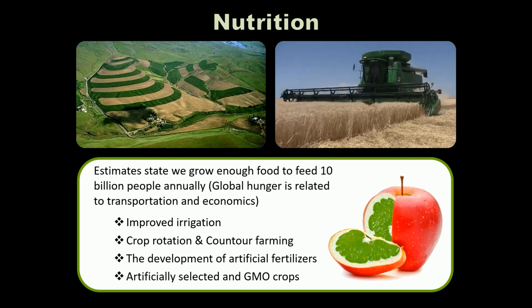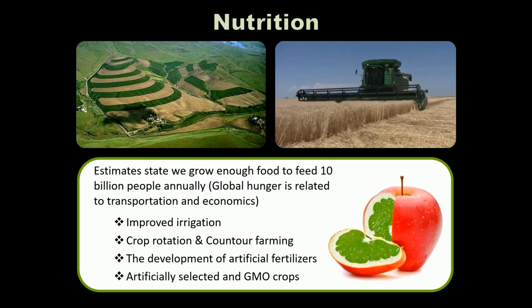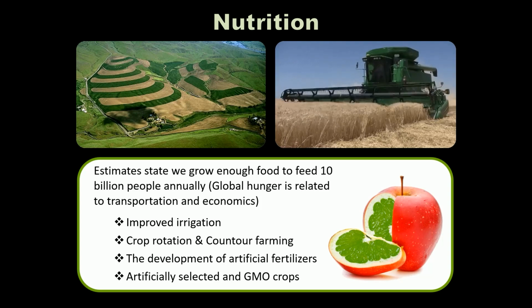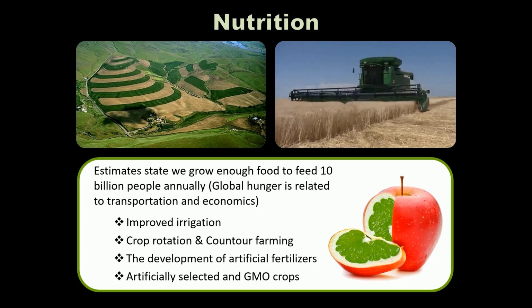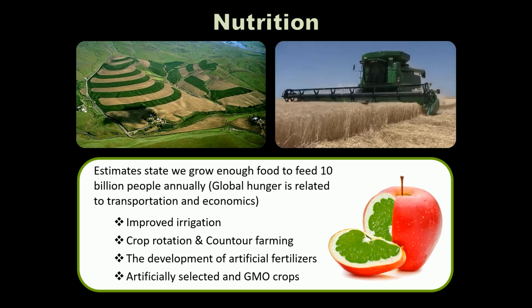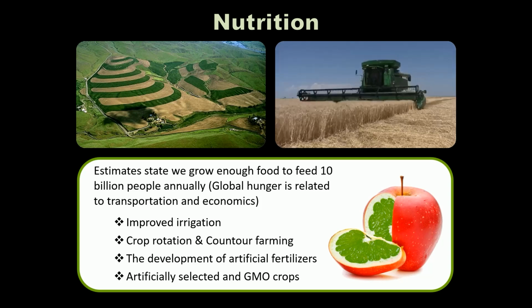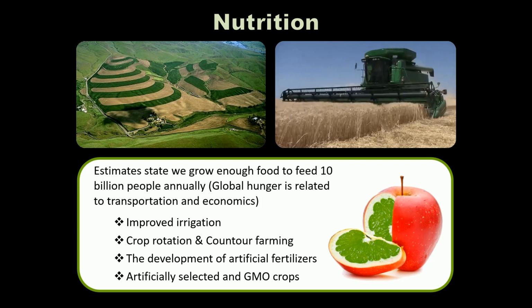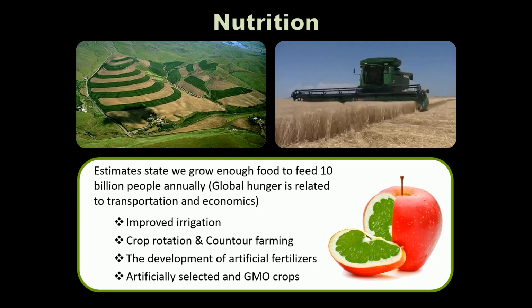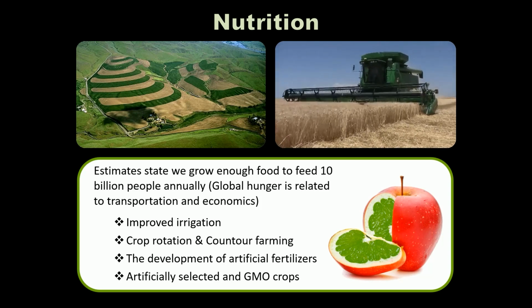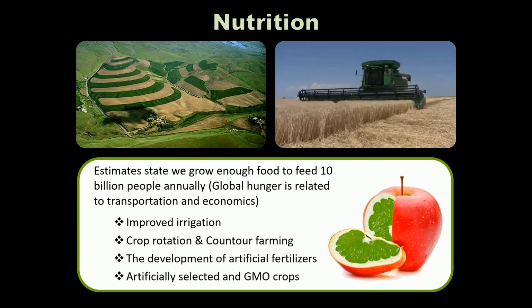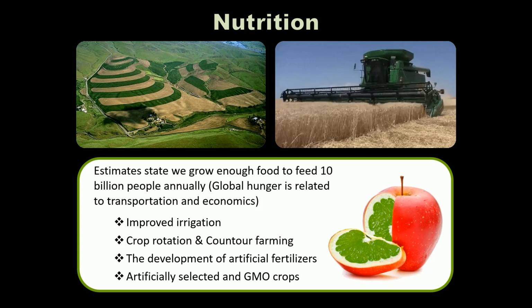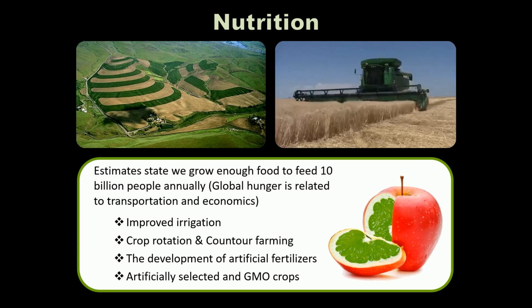We developed artificial fertilizers around the 1930s, I should say. And that dramatically increased our food output. We artificially selected crops and also created other types of GMO crops. Remember, artificial selection is a type of genetic manipulation. So artificially selected crops are, at least scientifically speaking, a kind of GMO. In terms of whether or not it meets the criteria for listing in the grocery store, no, it doesn't.